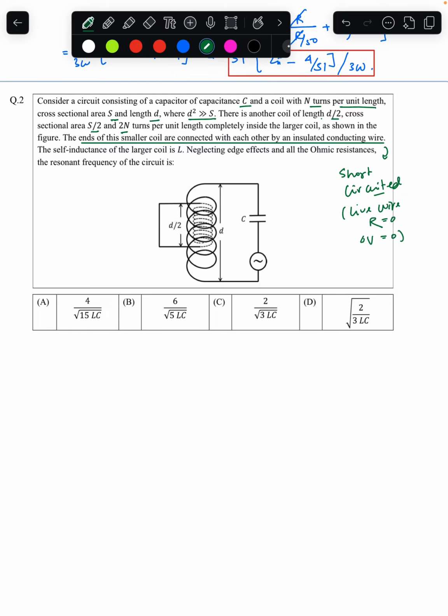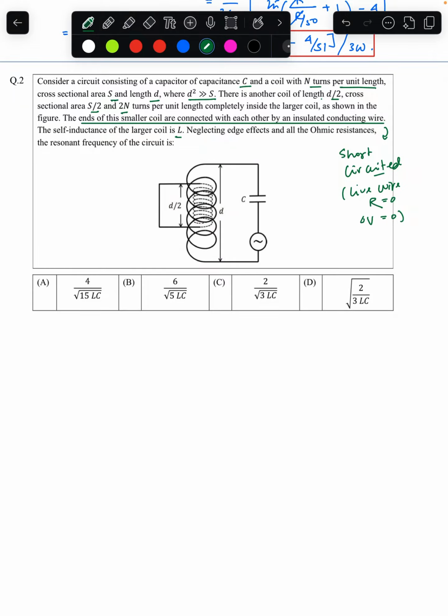I will be using that particular concept of superconducting coil in one of the methods of the solution, so please stay tuned. Let us proceed. Self-inductance of the larger coil is said to be L, neglecting the edge effects and all ohmic resistances. Find the resonant frequency of the circuit. So first we will see solution 1, that is method 1. Method 1 is the most simple basic solution, we will learn from the very basic.